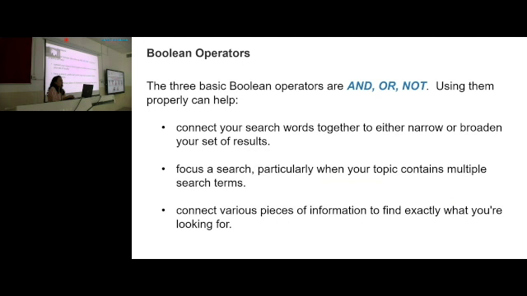Now we told you what the different types of Boolean operators are and how to use them. So basically there are three types of Boolean operators: AND, OR, NOT. They help to connect your search words together to either narrow or broaden your set of results. So you need to know where to use the OR Boolean operator or where to use the AND Boolean operator, to focus a search particularly when your topic contains multiple search terms. It connects various pieces of information to find exactly what you are looking for.